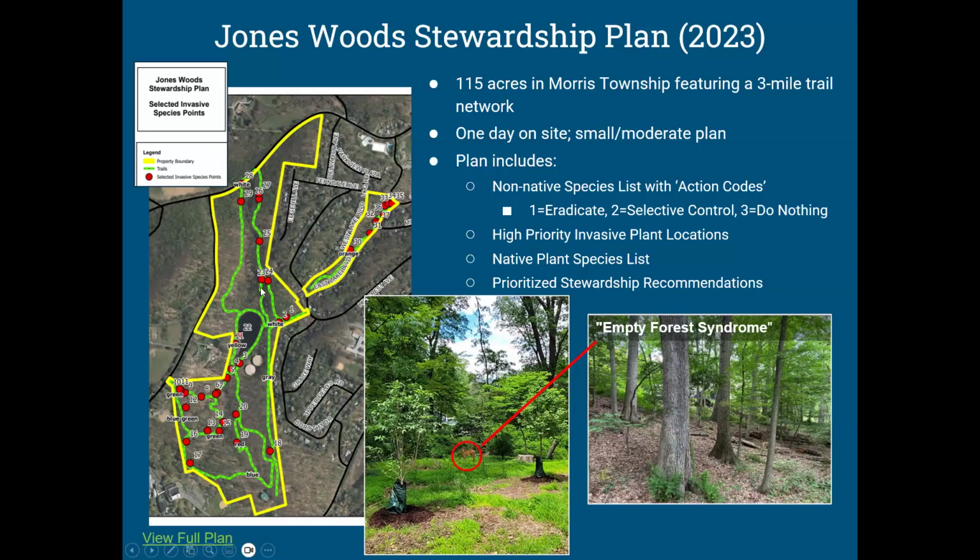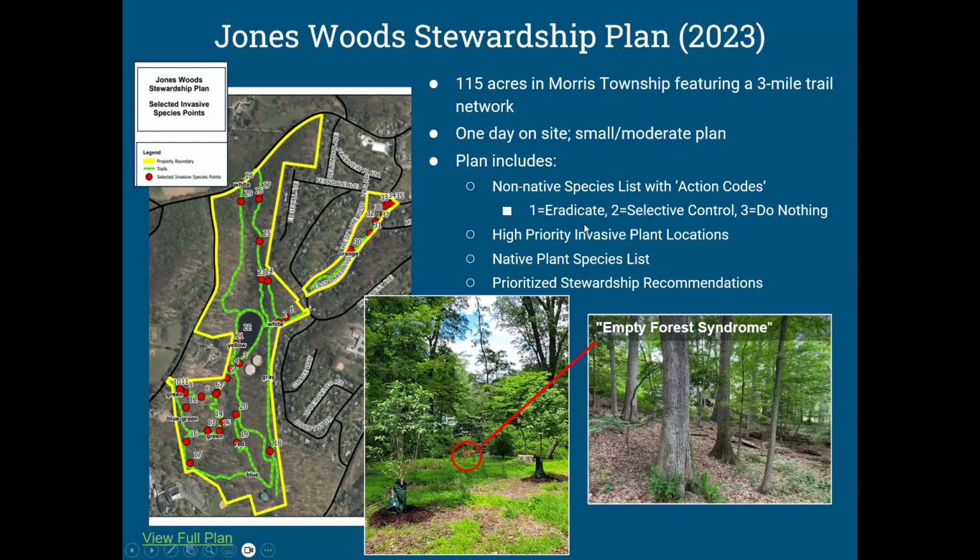I think this was one of the cases. Did we map these or did they give these to us? We might have mapped their trails. I don't remember. But so, one day on site, a small to moderate plan. We did action codes for what we saw. I can't claim that I saw everything. I can never claim that, but definitely one day cruising around, I'm not going to see everything on 115 acres.